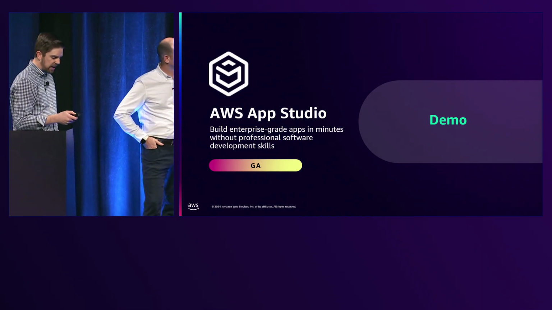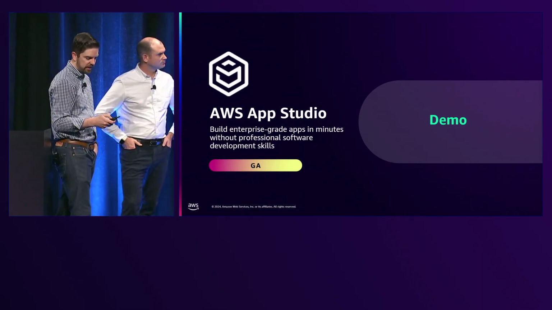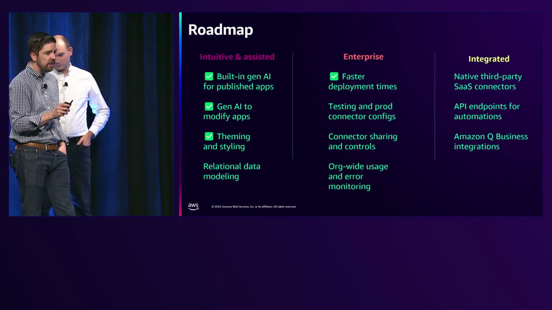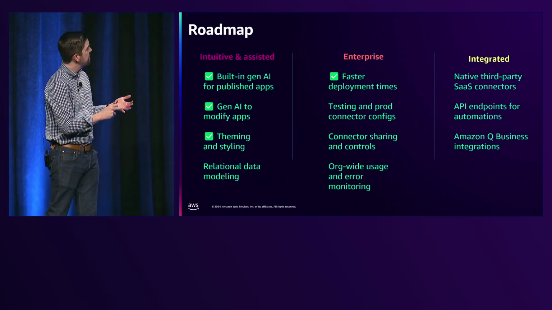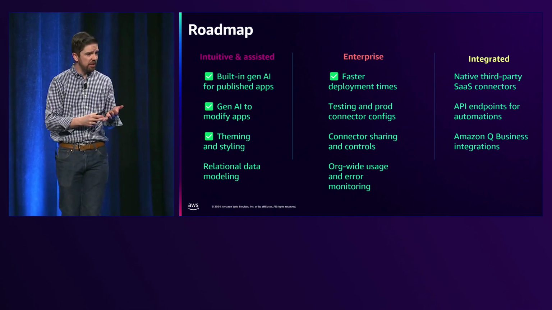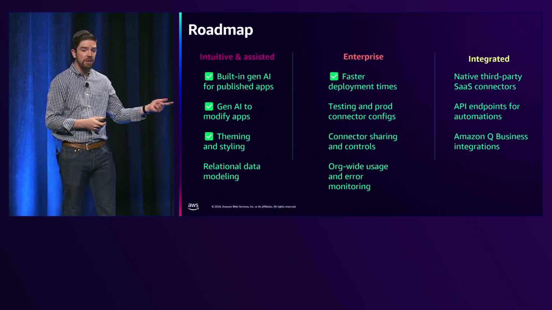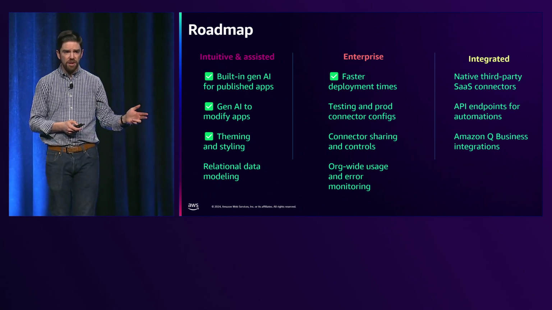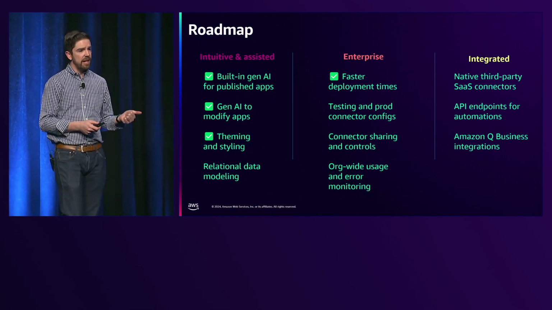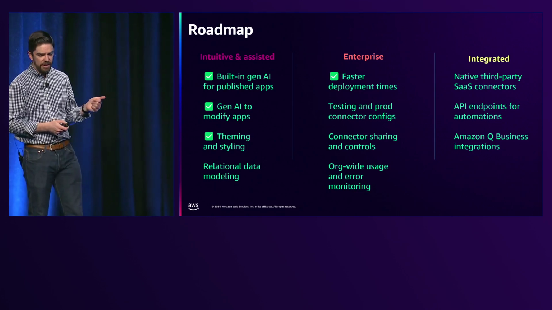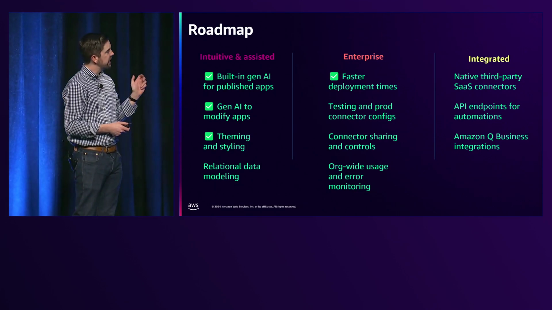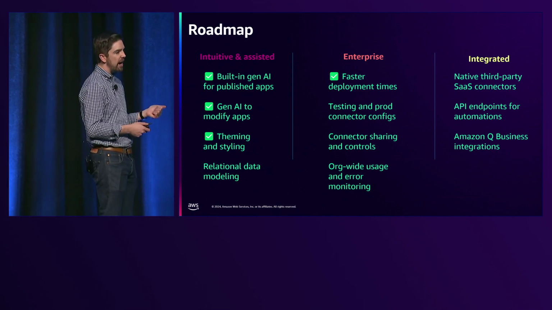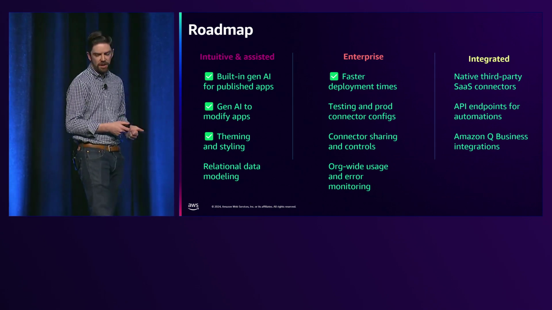I know we've got about 2 minutes, so we're going to fly through this. Roadmap. Few highlights that we've covered here. We showed Gen AI in published apps. That's what we just demoed. We also demoed theming and styling, and Gen AI to modify apps. We showed those in our quick run through. Relational data modeling will be coming soon. For enterprises, faster deployment times, connector configurations, sharing controls, and org-wide error monitoring are also on our roadmap.